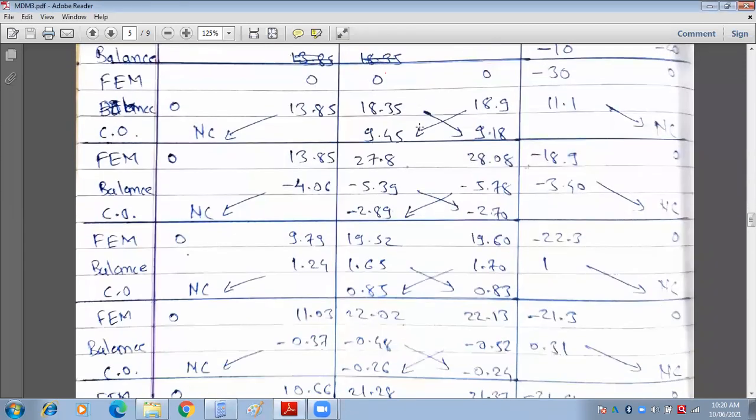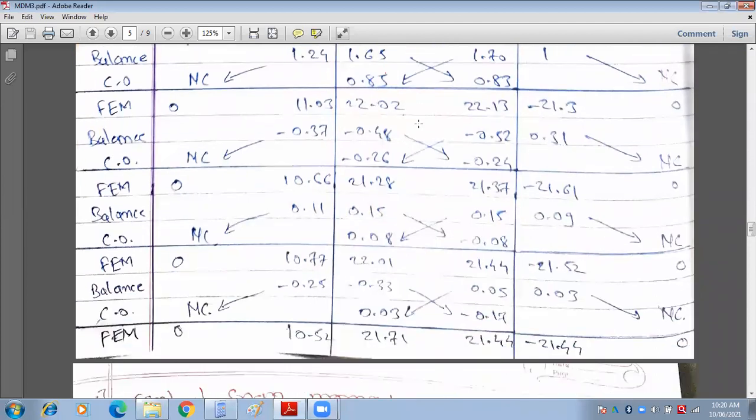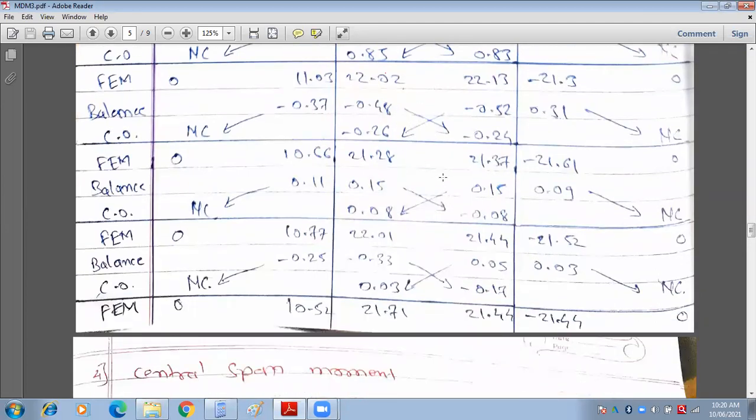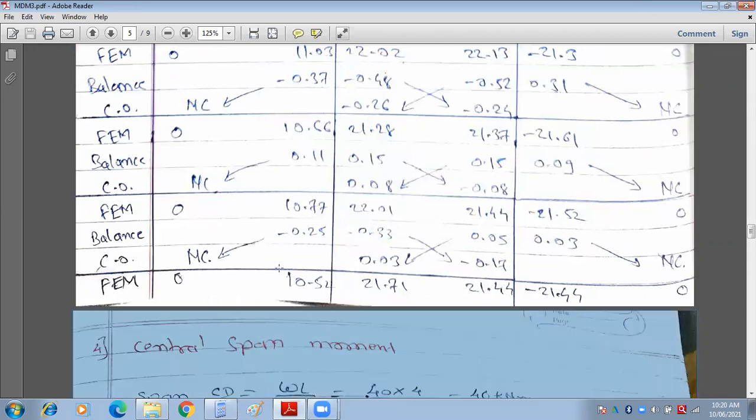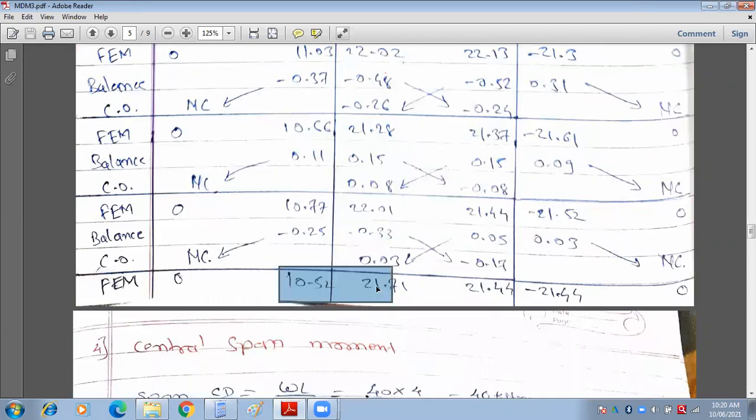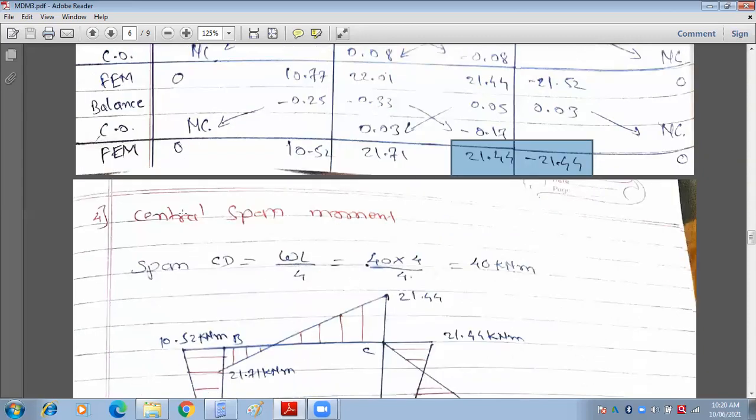Now let us check it out. If you do this number of iterations, finally the joint C gets the balance moment, but here there will not be any balance. But still, we can do the iterations. But as far as the examination and your time are concerned, you may stop over here. Once any joint gets the balance moment, you have to stop over here, and you will be getting the answer. Now the next step is that we have to find out the central span moment.